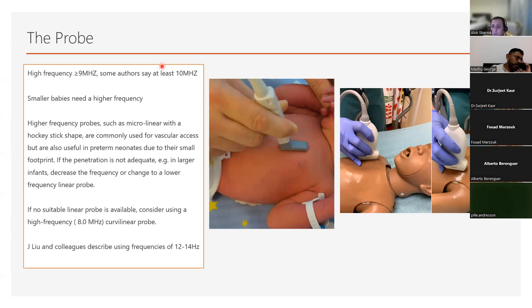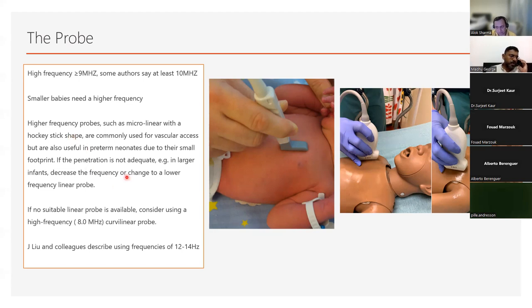Okay, is there any evidence for weight of the baby? Have you read any articles about that? No, sir. Like, if the weight is more, we need a lower frequency, and if the weight is very less, we need a higher frequency to see the superficial, because the chest is very thin, so we can do with the higher frequency so that resolution is better. Okay, so, yes, I would agree with you.